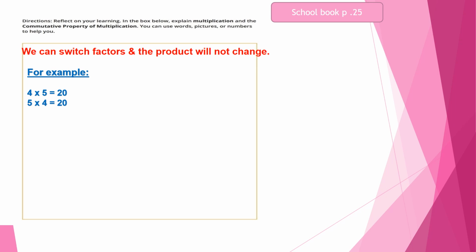Here in our math journal, explain the multiplication commutative property. Okay, we said the commutative property means we can switch factors and the product will not change. For example, 4 times 5 equals 20, and if we switch the factors, 5 times 4 will also be 20.